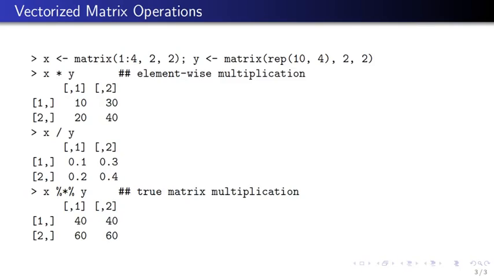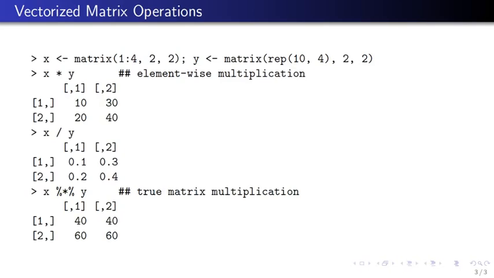If I just do x times y, this is not a matrix multiplication. This is an element-wise multiplication. So the 1,1 element of x is multiplying the 1,1 element of y, and the 2,2 element is multiplying the 2,2 element of the other matrix, etc. So each element is multiplied together in parallel. Same when you do division. This is not a matrix inverse or something like that. This is just dividing one matrix literally element by another. If you want to do a true matrix multiplication, you have to use the percent star percent. That's the symbol for a matrix multiplication.